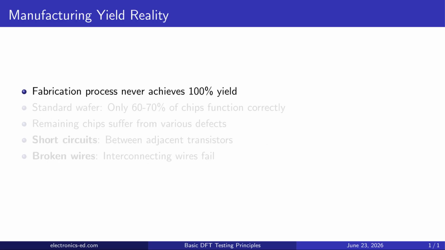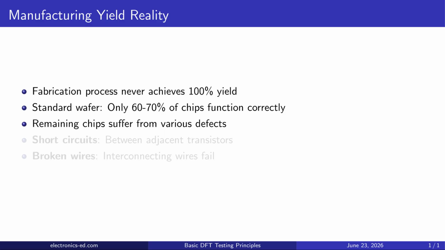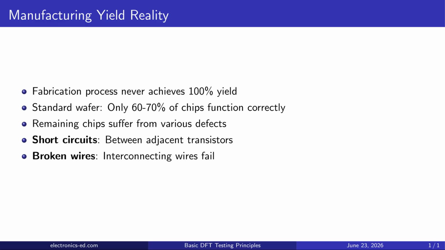The fabrication process never achieves a perfect 100% yield. On a standard wafer, typically only 60 to 70% of chips function correctly. The remaining chips suffer from various defects introduced during manufacturing. One common defect is short circuits between adjacent transistors. Another is broken interconnecting wires that fail to carry signals properly.